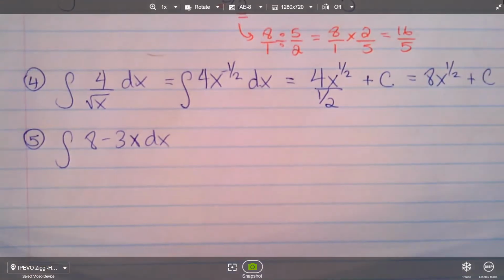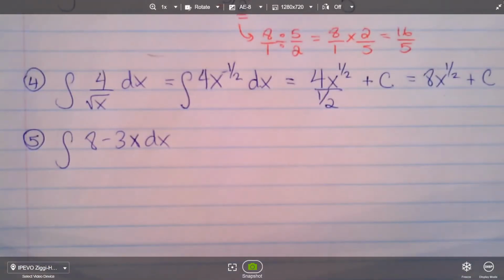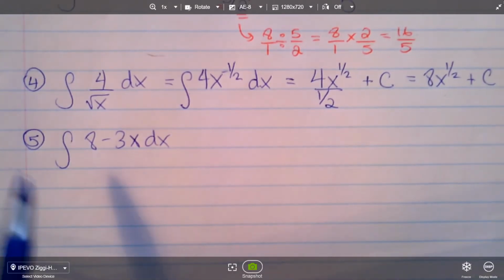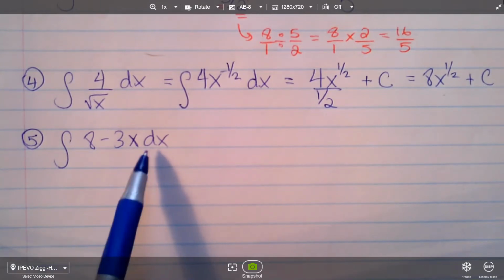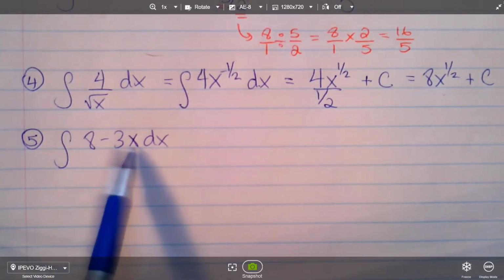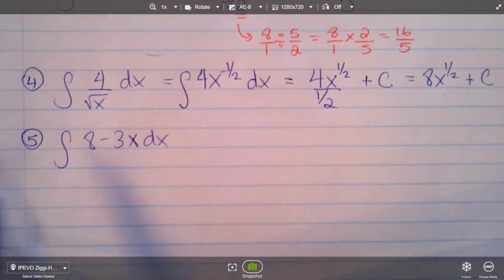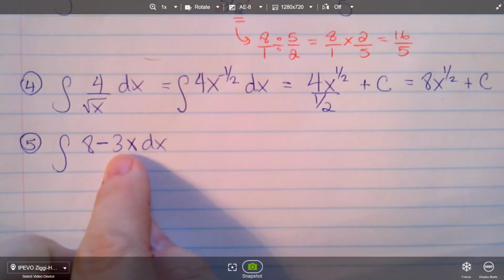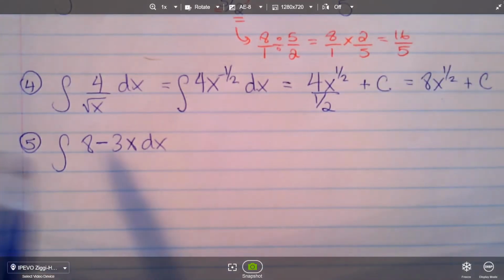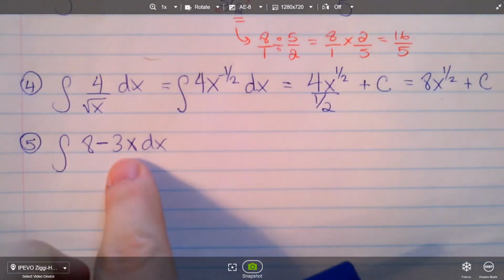All right, so I hope you're getting a bit of an idea of how this works. Let's keep trying some more. So I have the integral of 8 minus 3x dx. Okay? So integral 8 minus 3x. This is the first one where we've had multiple terms in our integral. That's fine. We have a rule for that. If you look back at the previous page, it just mentions, do the integral of each one individually.